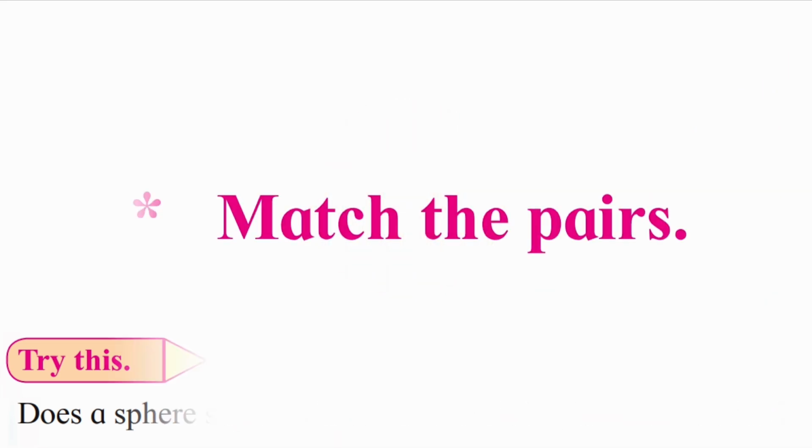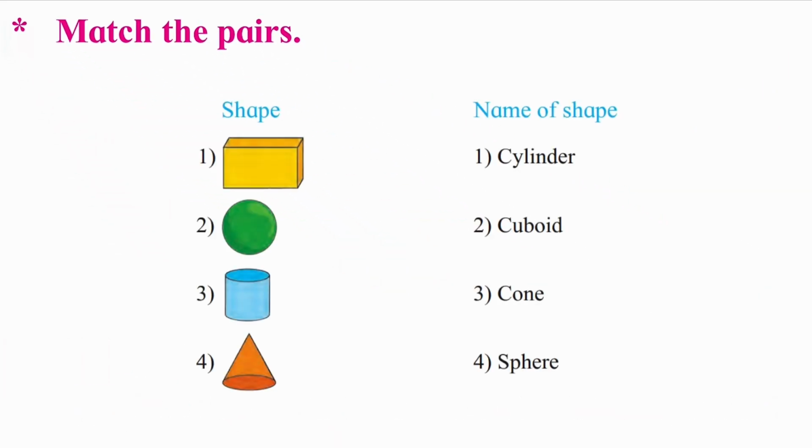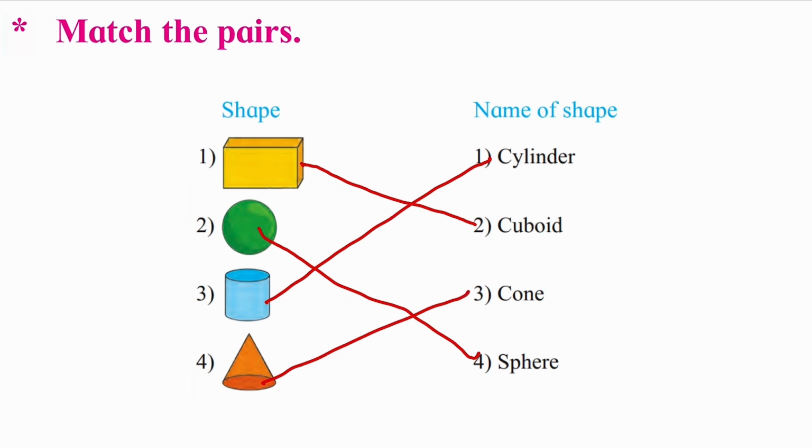Match the pairs. A simple question for you, my dear students. These are the shapes and these are the names of the shapes. So this is a cuboid. This is a sphere. This is a cylinder. And this is a cone. My dear students, which is your favorite shape? Tell me.